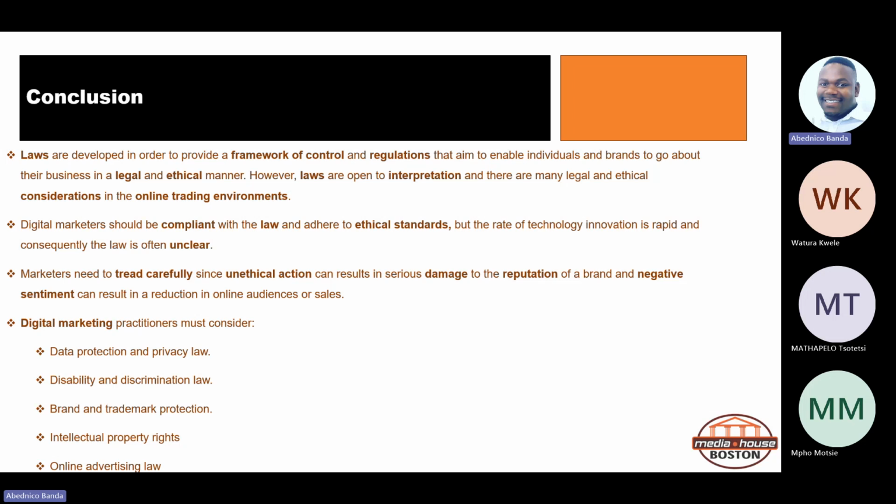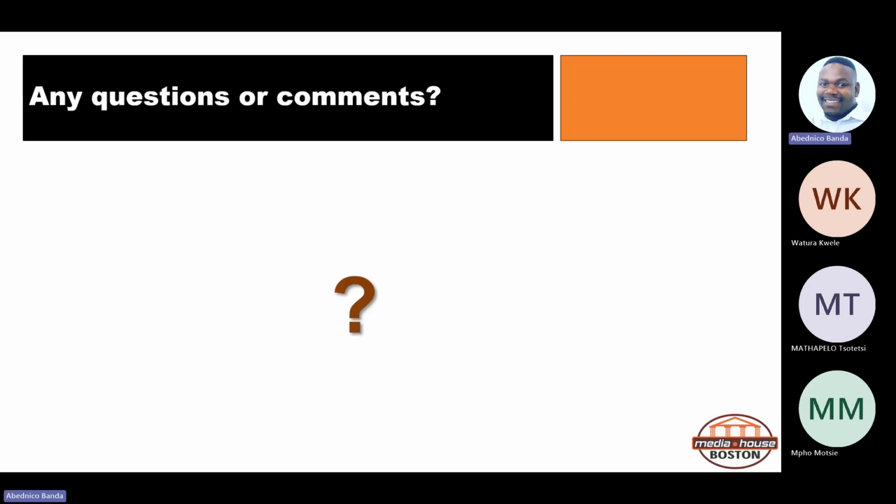So digital marketers should be compliant with the law and adhere to ethical standards, but the rate of technology innovation is rapid, and consequently the law is sometimes unclear. However, we need to tread carefully as marketers, since unethical action can result in serious reputational damage, financial damage, as well as audience damage. So these are some of the laws that we need to consider, and lots of them are reviewed in detail in this textbook. We have data privacy laws, data protection, disability and discrimination law, brand and trademark protection, intellectual property rights, as well as online advertising laws. Are there any questions?